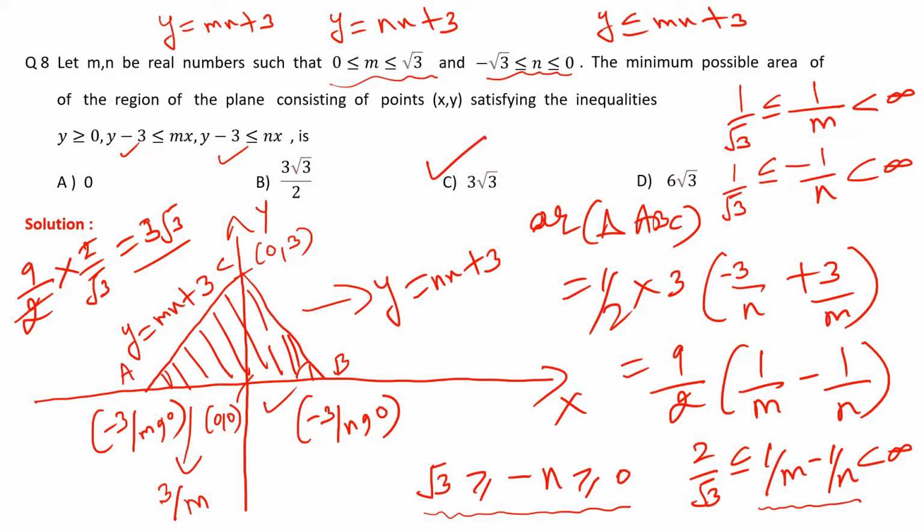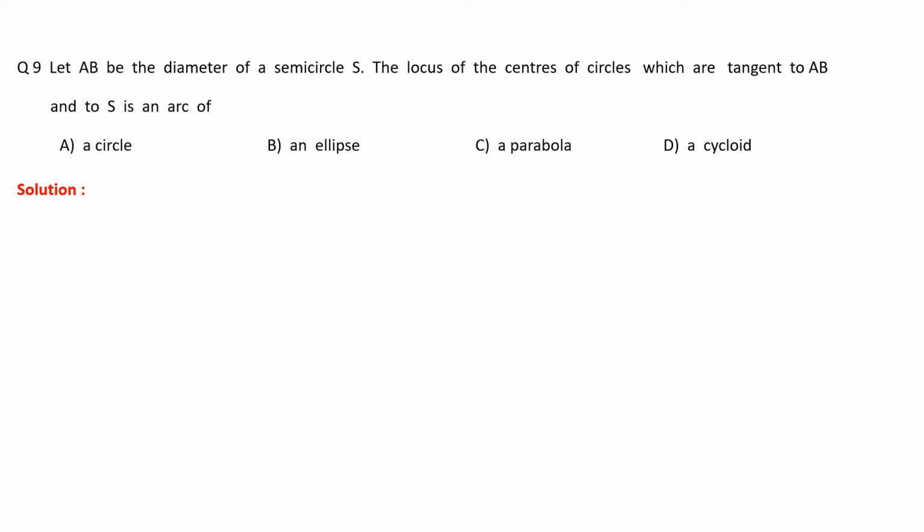Now we move to the next question. Now students, this is a nice question. The question says, let AB be the diameter of a semicircle S. The locus of the centers of circles which are tangent to AB and to S is an arc of. We have to check which of them is correct. A circle, an ellipse, a parabola or a cycloid.